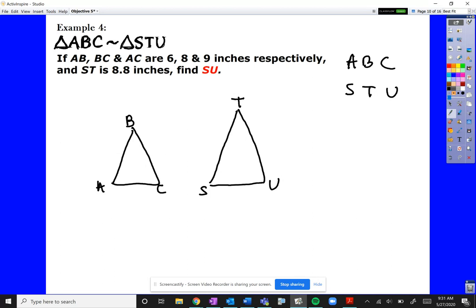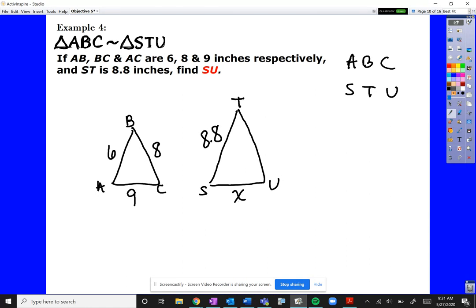and C and U. Okay, if AB, BC, and AC are 6, 8, and 9 inches respectively, that means in that order. So AB comes first, so AB is 6, BC is 8, AC comes last, so that's 9. And we know that ST is 8.8. Then find SU. So I'm going to put an X down here. We want to find SU.